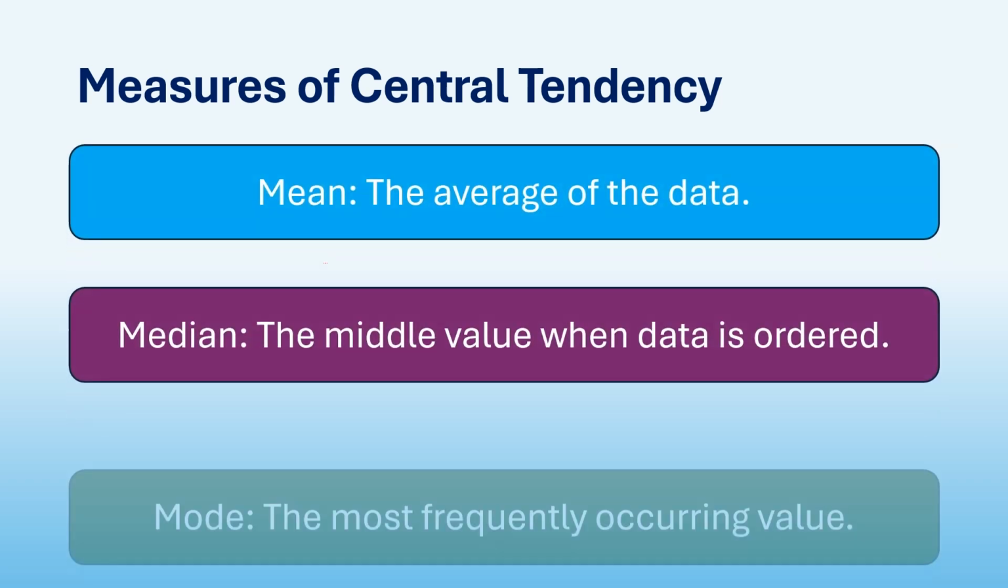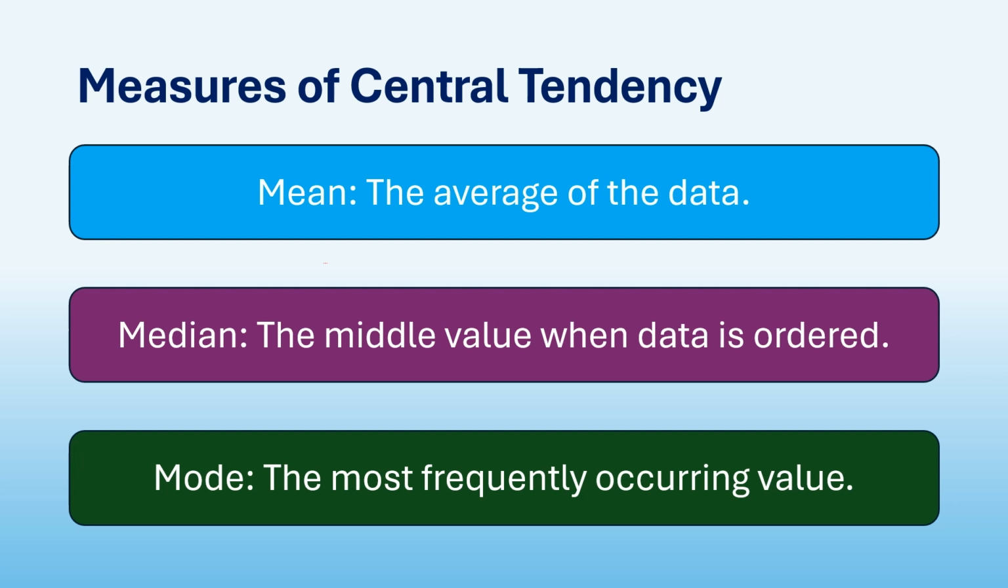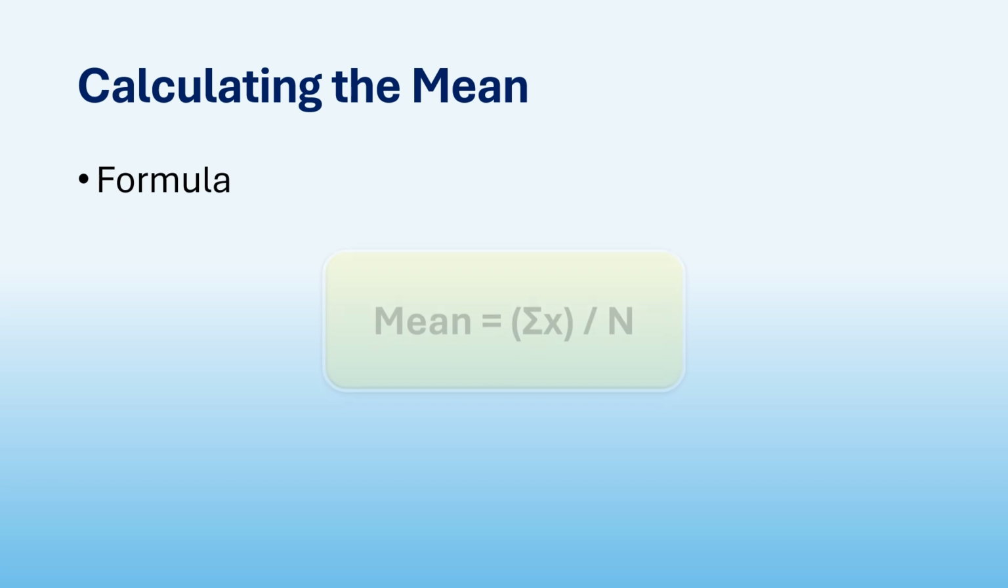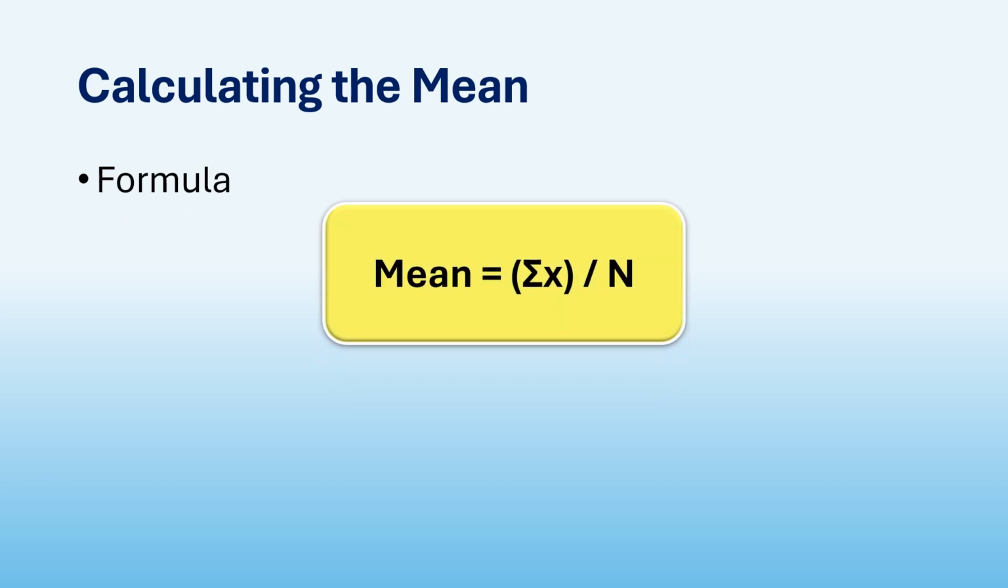The mean is what we typically refer to as the average. The median is the middle value when the data is ordered from smallest to largest. The mode is the value that appears most frequently in the dataset. To calculate the mean, you sum up all the data values and then divide by the number of values.